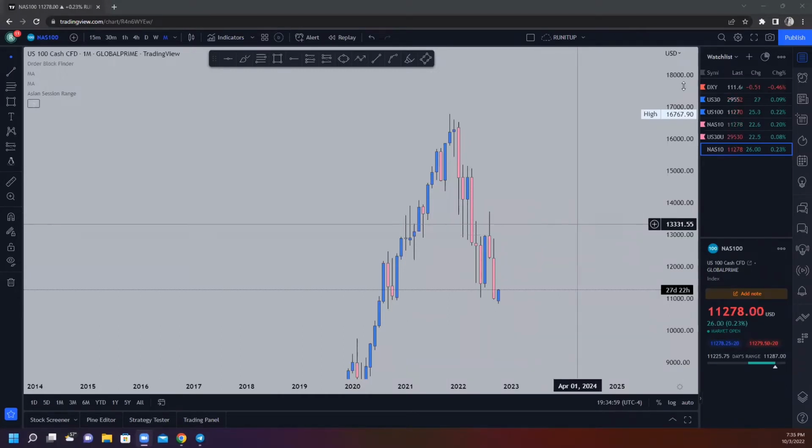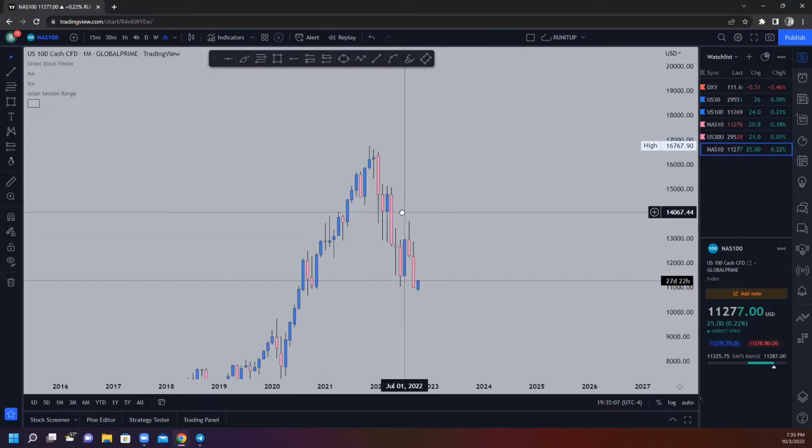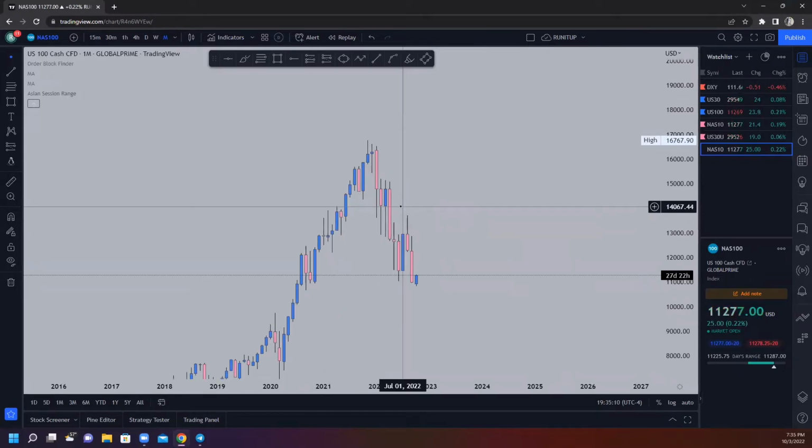And today I'm gonna teach you guys some swing trading techniques. As you guys know, I am a swing trader, so this is going to be interesting and easy. But what I basically do is I go to the higher time frame. As you can see, this is the monthly time frame.